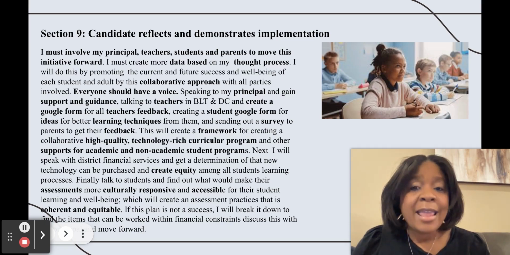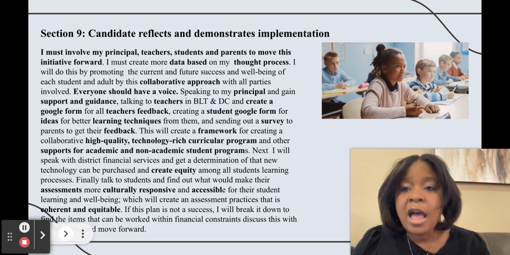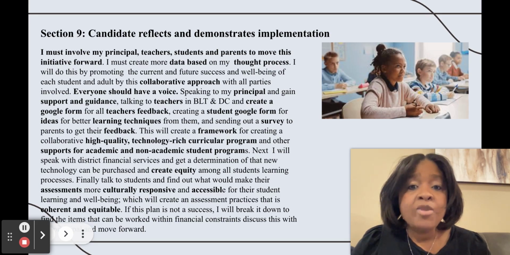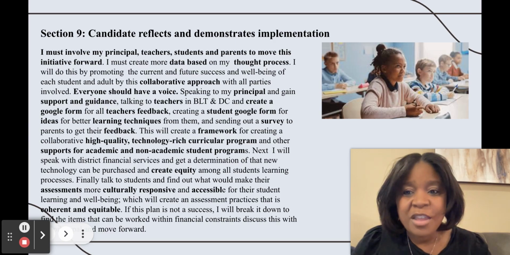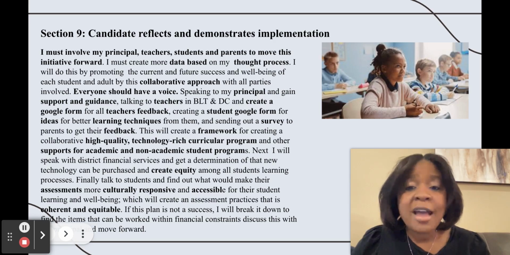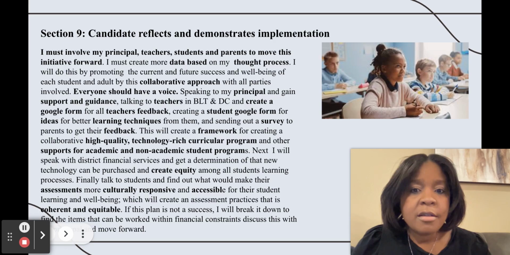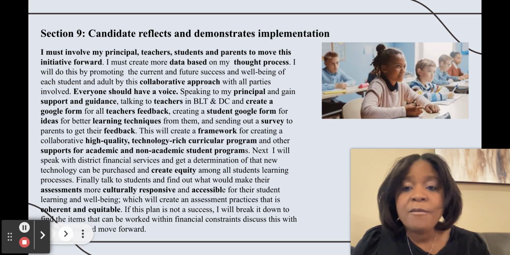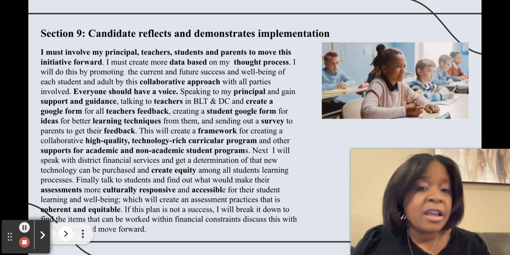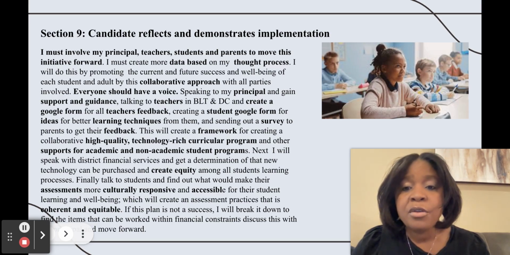I must create more data based on my thought processes. I will do this by promoting the current and future success and well-being of each student and adult by this collaborative approach with all parties involved. Everyone should have a voice. Speaking to my principal and gaining support and guidance, talking to teachers and the building leadership team and DCs, and creating a Google form for all teachers' feedback, creating a student Google form for ideas for better learning techniques from them, and sending out a survey to parents to get their feedback.